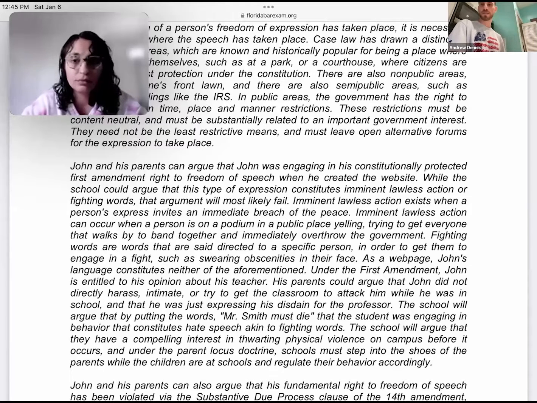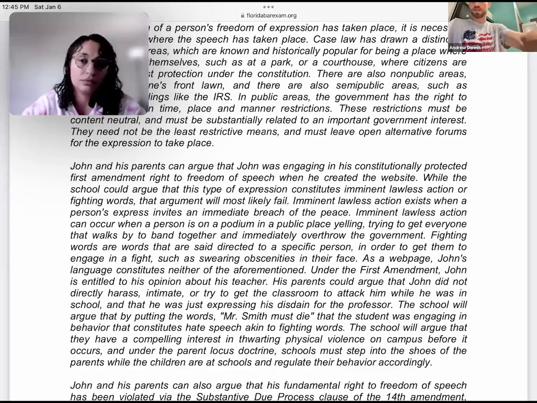Fighting words are words that are said directly to a specific person in order to get them to engage in a fight, such as swearing obscenities in their face. As a website, John's language constitutes neither of the aforementioned. Under the First Amendment, John is entitled to his opinion about the teacher. His parents could argue that John did not directly harass, intimidate, or try to get the classroom to attack him while he was in school, and that he was just expressing his disdain for the professor.